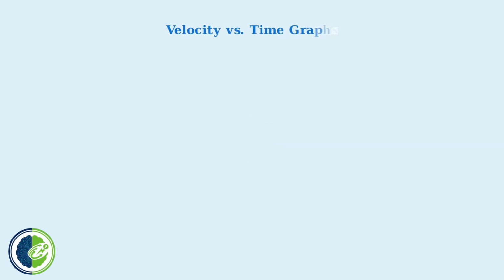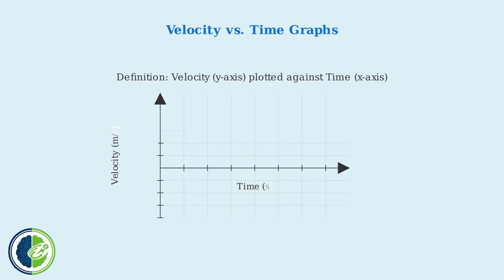Velocity versus time graphs are fundamental tools in physics that help us visualize and analyze motion. These graphs provide crucial information about how an object's velocity changes over time. A velocity versus time graph plots an object's velocity on the vertical y-axis against time on the horizontal x-axis. This creates a visual representation of how velocity changes over time.